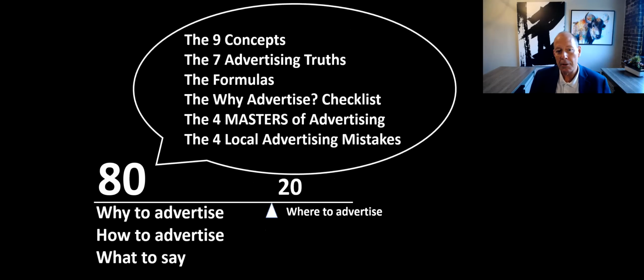Your success strategy is just to switch it around. 80% of the time, you talk about why to advertise, how to advertise, what to say when you advertise. And 20% of the time, you talk about where to advertise. And so in this course, you're going to get 9 concepts you can share with your clients. Things that I share in that seminar you saw the picture of. 7 advertising truths. You're going to get advertising formulas. You're going to get the why advertise checklist to help identify what the advertiser really needs to do. I'm going to introduce you to 4 masters of advertising, and you need to bring those ideas into your meetings. And then I'll share the 4 local advertising mistakes, and you can help your advertisers avoid those mistakes and point out to them when they're making those mistakes and how they're hurting their success.